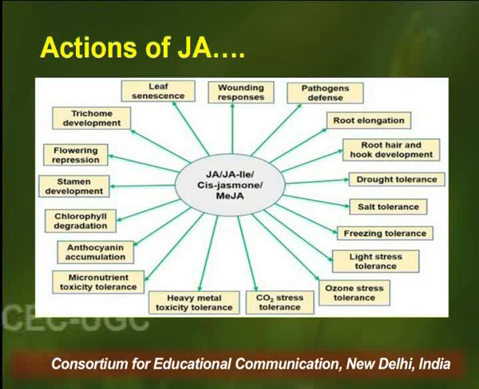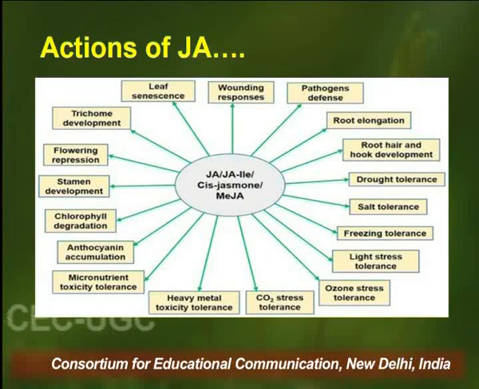Now apart from these stress conditions or protection of the plant against stress, jasmonic acid has also been found to cause the elongation of the roots. It also leads to the development of the trichomes. Trichomes are again a sort of defense structure for the plants. Then it causes the repression of flowering, because the first effect of jasmonic acid that was observed was flower senescence. So it causes the repression of the flowers.